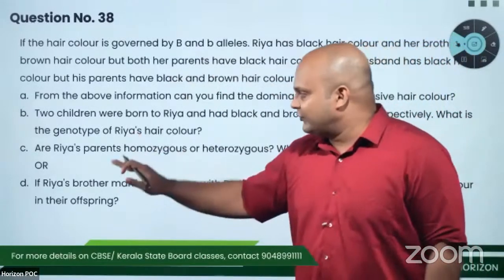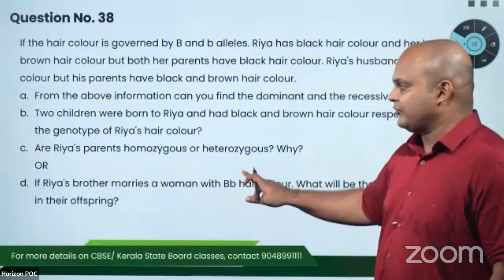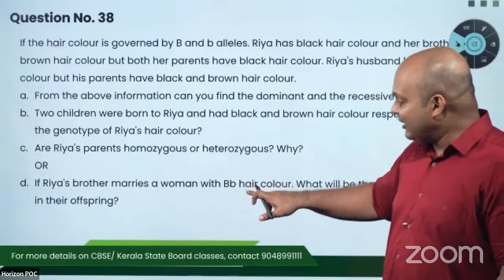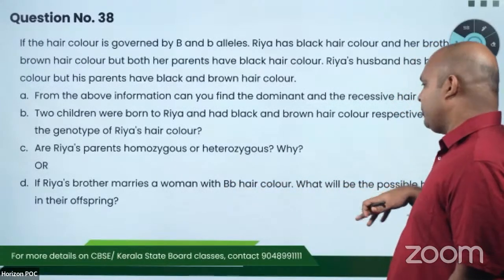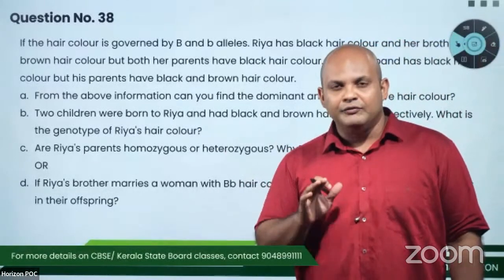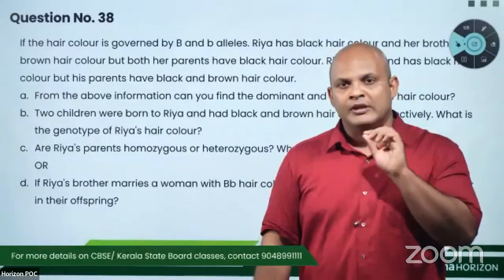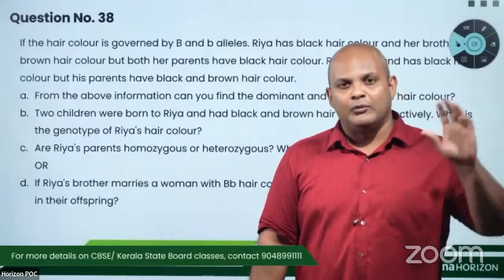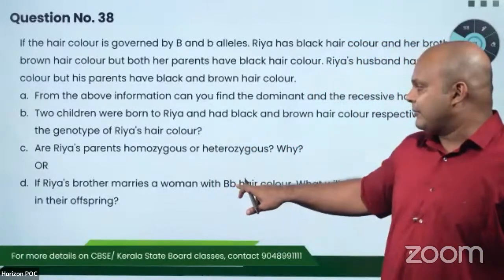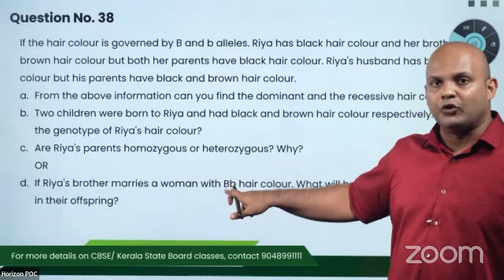The last question: if Ria's brother marries a woman with Bb hair color, so this is a heterozygous person, right? She carries the allele both for black hair and brown hair. What will be the possible hair color for the offspring? So we know that Ria's brother has brown hair, which means that he has the small b genotype. He has inherited the recessive allele from both his parents. That is why he has brown hair. Now, the woman has capital B, small b hair. So the woman is clearly dark haired because capital B is dominant.